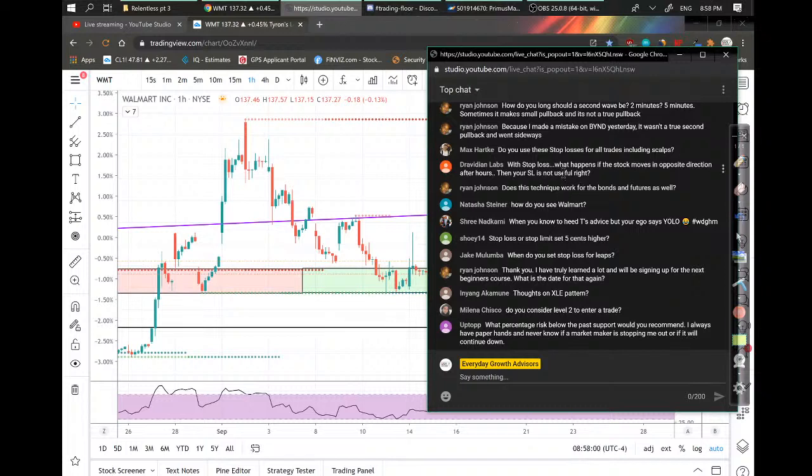When do you set your stop loss for LEAPS? I don't set stop loss for LEAPS. Those are long-term contracts. I don't have a stop loss on them.